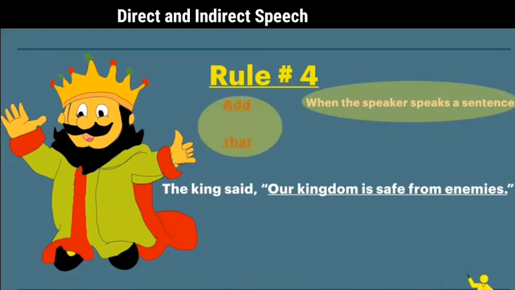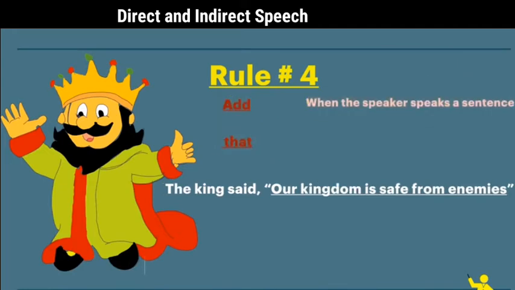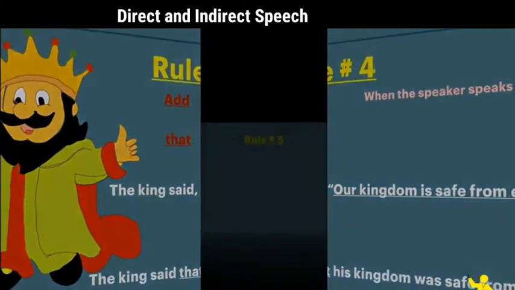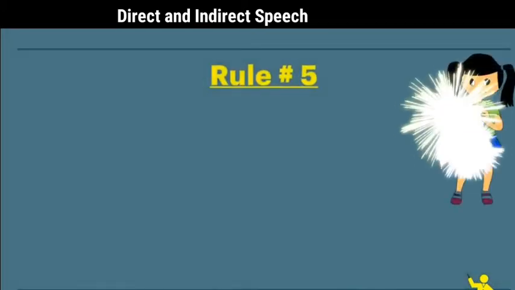It is already said. So, the king said that his kingdom was safe from enemies. So in this way you will be able to change. Now rule number 5.